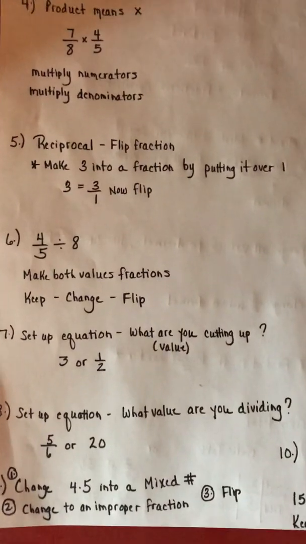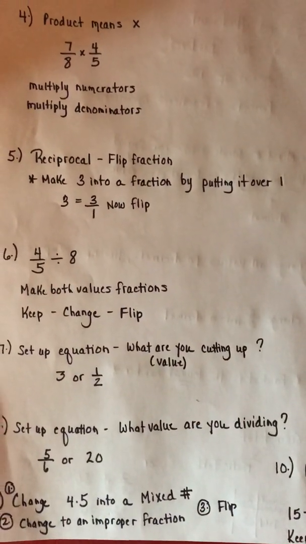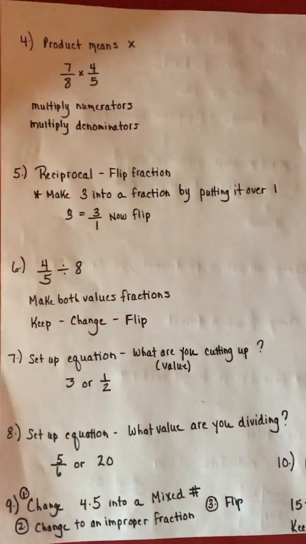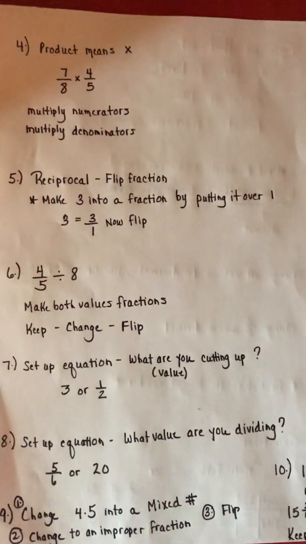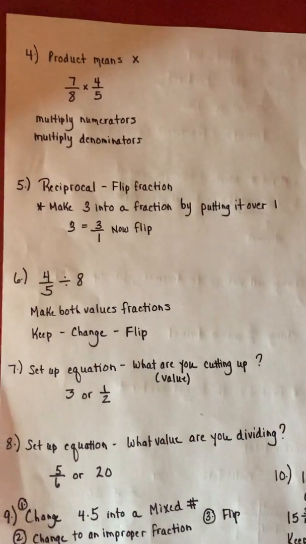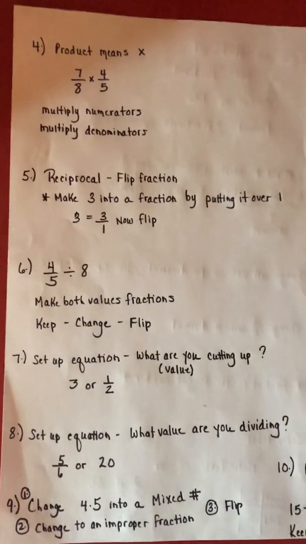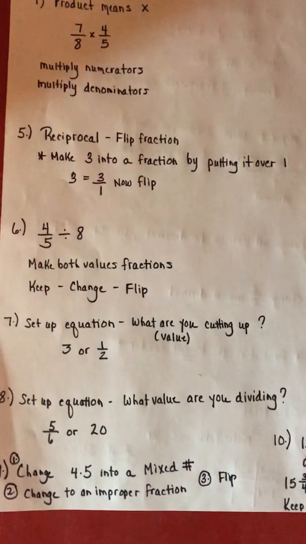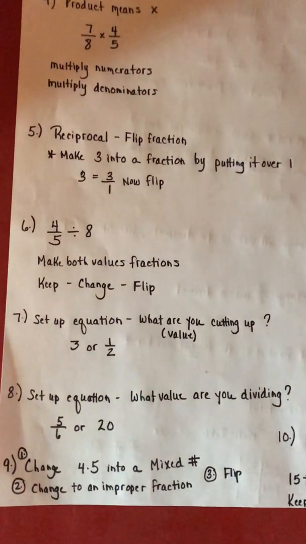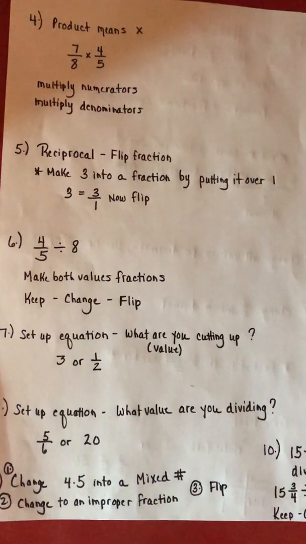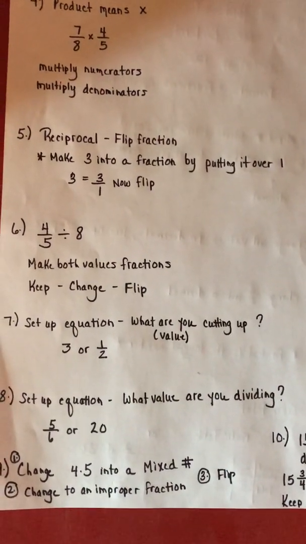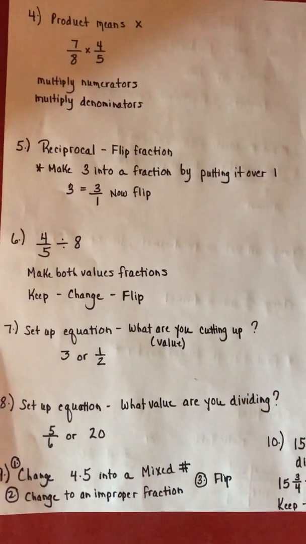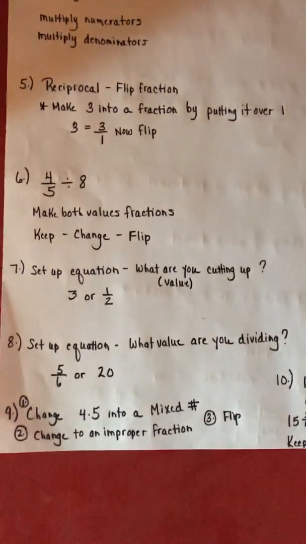For number 7, the tricky part is trying to figure out and set up your division equation. Remember, think about what value you're splitting up, the 3 or the 1/2. Then set up your division equation. Whatever you are cutting up goes first. Number 8, again, what value are you dividing, the 5/6 or the 20? That value, whatever you're dividing, has to go first in your division equation. Then you can go right to the algorithm of keep, change, flip.